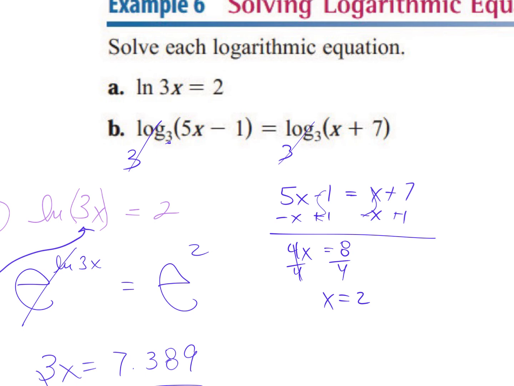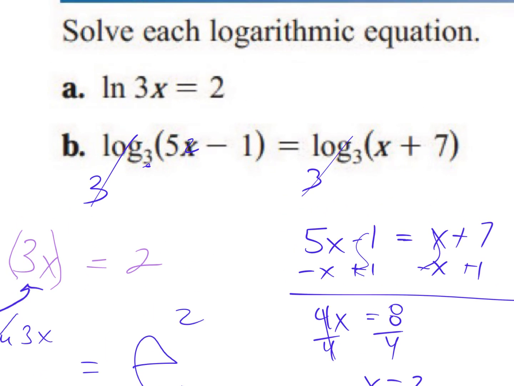When you have an exponential and you just plug it back in, you just want to check to make sure you did your math right. Here, you have to check because you cannot take the log of what? A negative. You don't have to physically plug this into your calculator. You just need to say, okay, if I put a 2 here, what's 5 times 2? 10, and 10 minus 1, is that a positive? Okay, we're good. If I put 2 here, what's 2 plus 7?